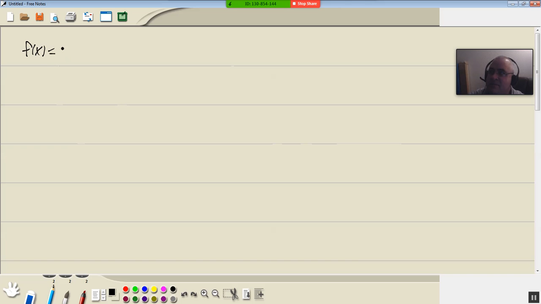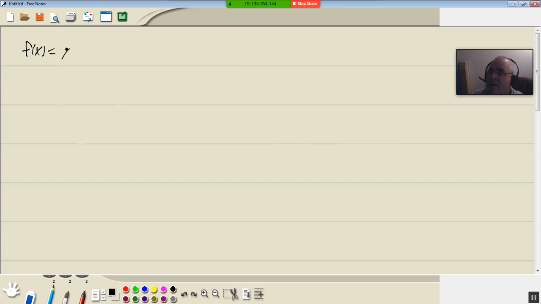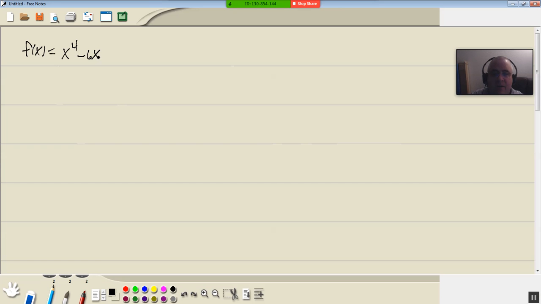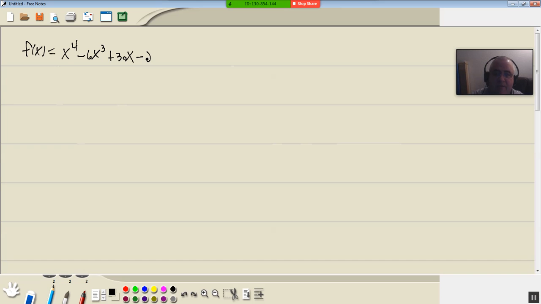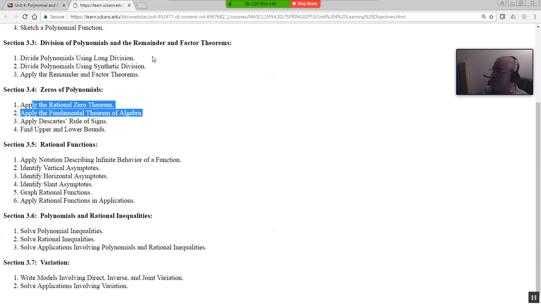F of x is equal to x to the fourth minus 6x to the third plus 30x minus 25. And let me grab a drink here. Now the rational zero theorem.